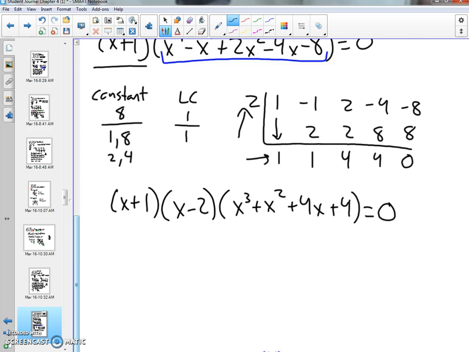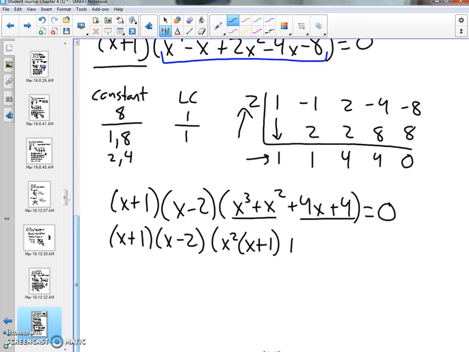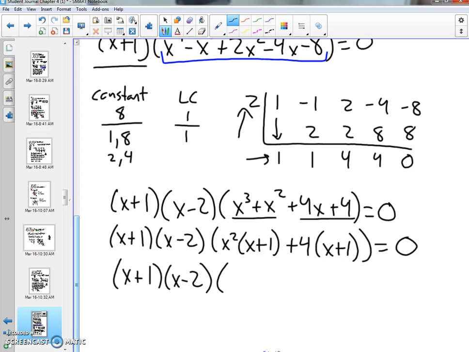And now I'm down to my 4 terms, so I can go ahead and try factoring by grouping. So here I can take out x squared, and I'd be left with x plus 1. Here I can take out a 4. I'd be left with x plus 1. So grouping does work because I got x plus 1 both times. So I would have x plus 1, x minus 2, another x plus 1, and then x squared plus 4.